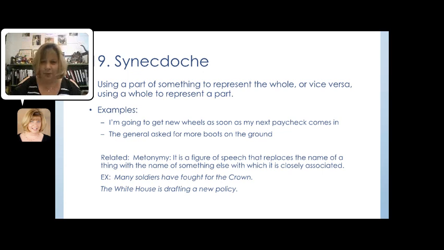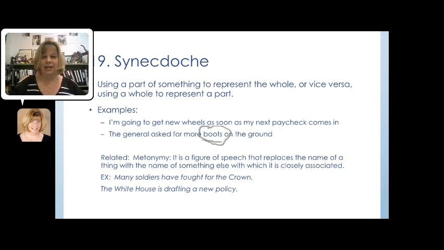Well, hopefully you're going to get more than wheels. What you're really doing is using just the wheels on the car to stand for the entire automobile. So you're using this part to stand for the whole. Or the general asks for more boots on the ground. I don't think the general is actually looking for just some empty pair of boots. Boots in this case is referring to soldiers, to armies, to fully trained units ready to go.